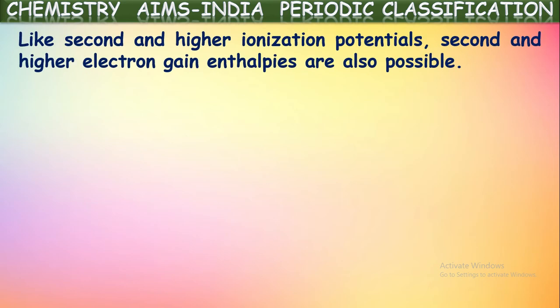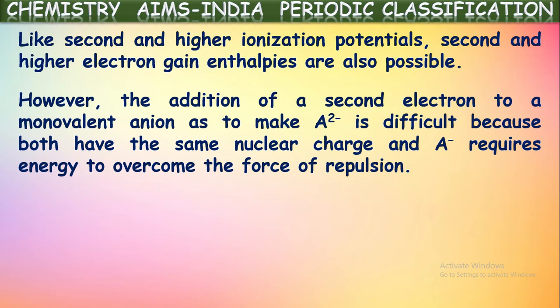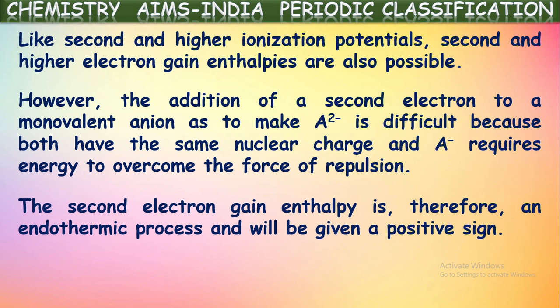Like the second and higher ionization potentials, second and higher electron gain enthalpies are also possible. However, the addition of a second electron to a monovalent anion A- to make it A2- is difficult because both have the same nuclear charge and A- requires more energy to overcome the force of repulsion. That's why the second electron gain enthalpy is an endothermic process, and will be given a positive sign.